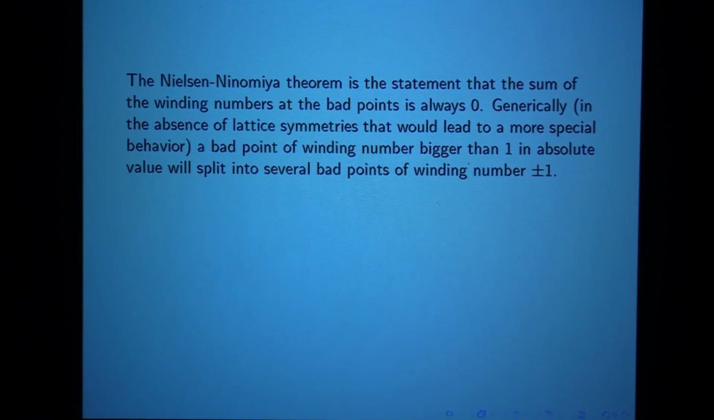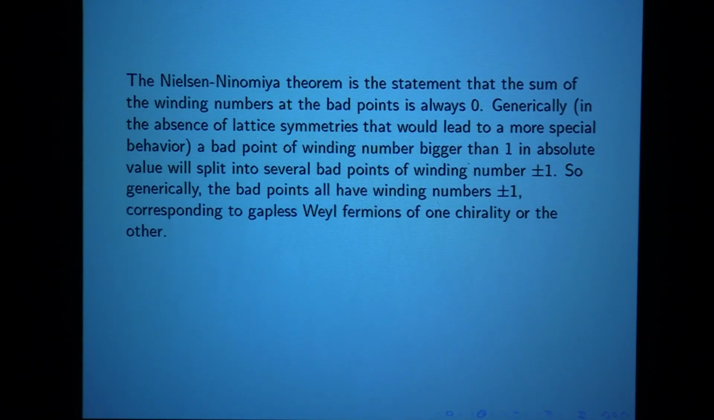And in the absence of symmetries, the generic behavior is that every bad point has winding number plus or minus 1. So in that case, the statement that the sum of the winding numbers is 0 means that there are equally many massless Weyl fermions of one chirality or the other. When there are bad points of higher winding number, the low energy physics is unfamiliar relativistically. It's essentially non-relativistic. So the Nielsen-Ninomiya theorem is a more general constraint that ensures that the low energy physics is always consistent, but it involves considerations that will be unfamiliar relativistically.